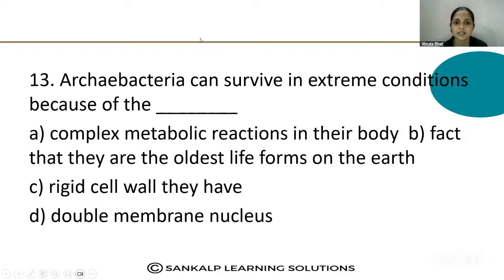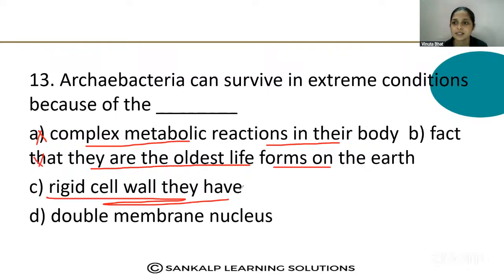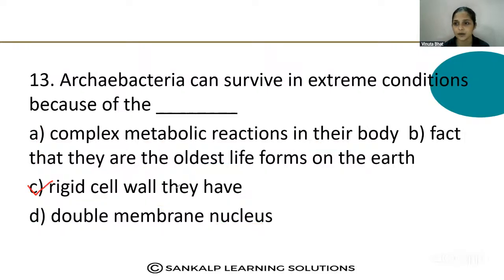Yes, let us see the answer. Option C, that is in the comment box. Okay. Are complex metabolic reactions in their body? No, that is not helpful to survive in the extreme condition. They are the oldest life forms. So this is also wrong one. Rigid cell wall. Yes, this rigid cell wall is helping the archaebacteria to survive in the extreme condition. Double membrane nucleus. So this is also wrong one. The correct option is option C. Rigid cell wall they have.